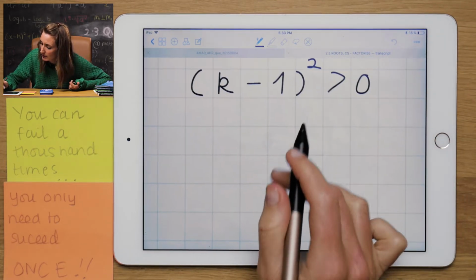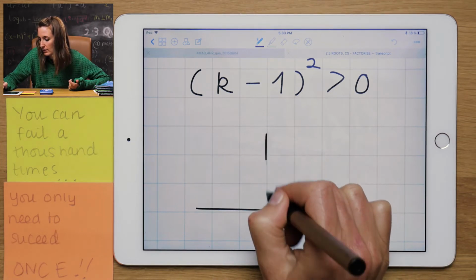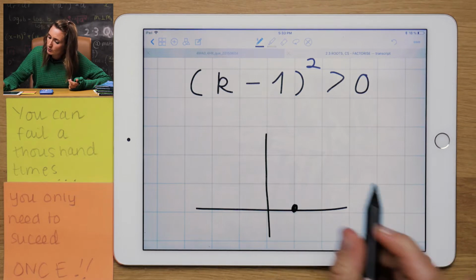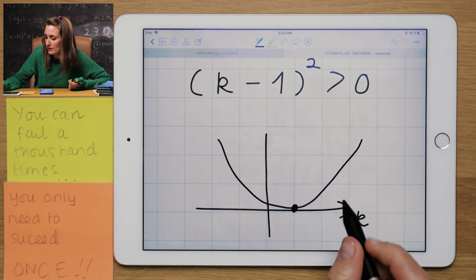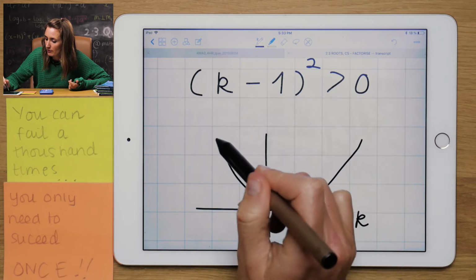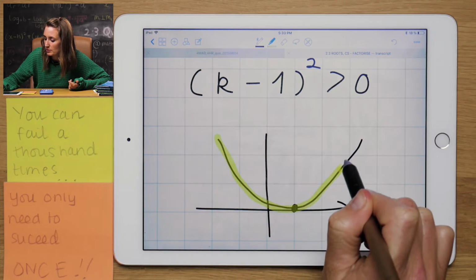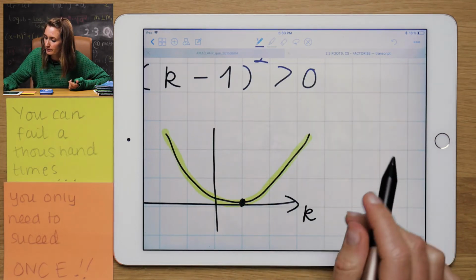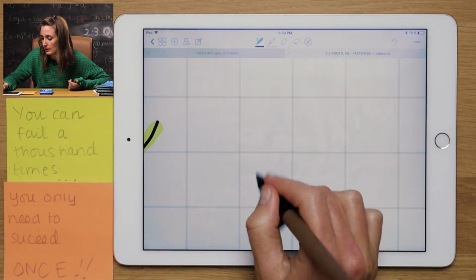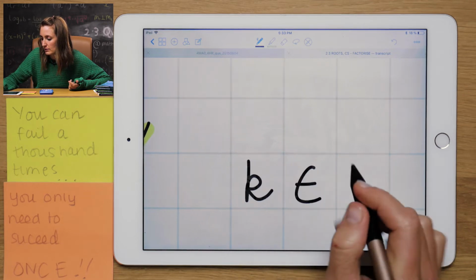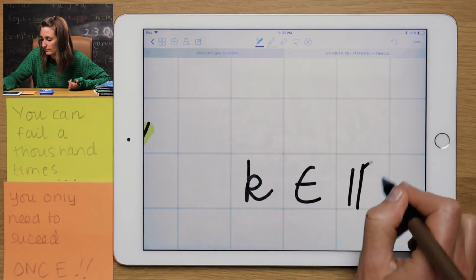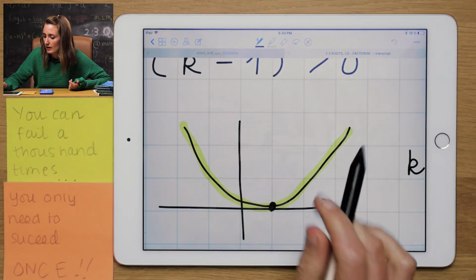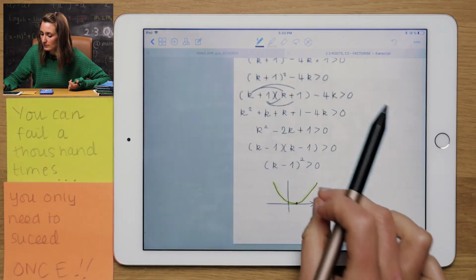So I'm going to make a little rough graph here. Now my only solution will be k equals 1, which will be here. So in this situation, because I'm shading above, everything will be shaded. So my answer will be all values of k, or k an element of R, because you can see everything is above 0 like we need.